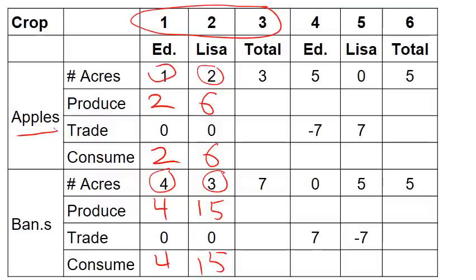So the total amount of apples produced is 8. The total amount of apples consumed is 8. The total amount of bananas produced is 19. And the total amount of bananas consumed is 19.